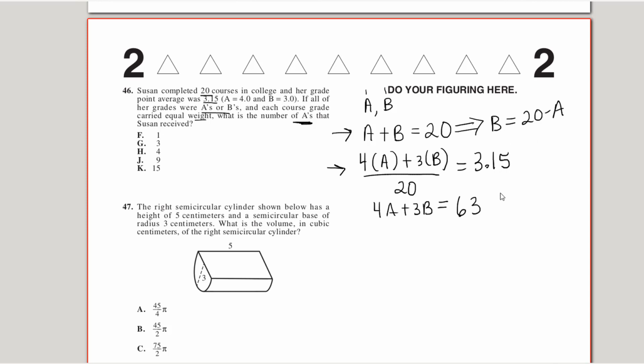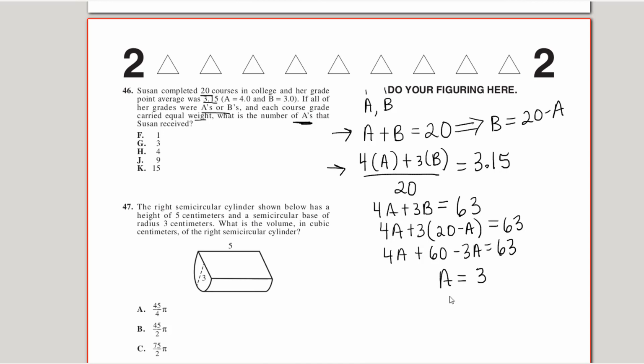And the reason I'm going to do that is I'm going to plug in down here in place of b 20 minus a. And there's multiple different ways you can do this, but this is the method I chose. I'm going to distribute the 3 through. Minus 3a equals 63. And then we get 4a minus 3a, that gives us a. Subtract 60 from both sides. We got that Susan had 3 a's. That's answer choice G.